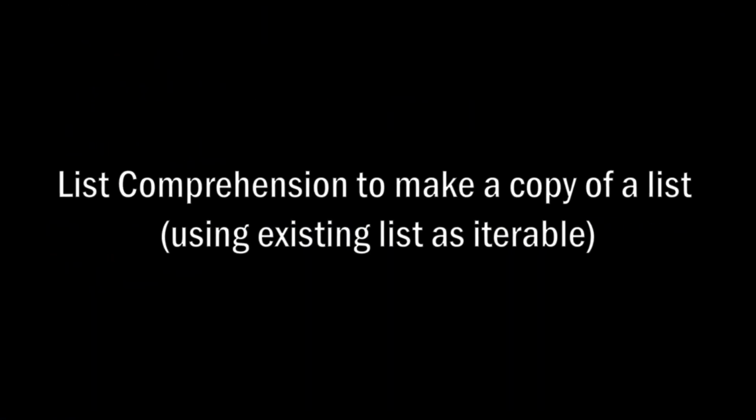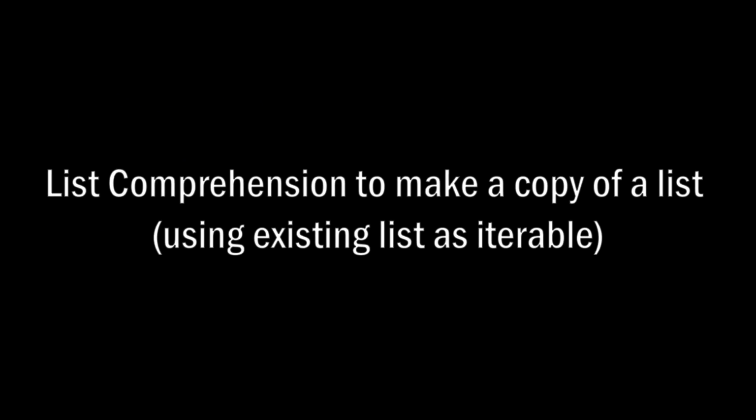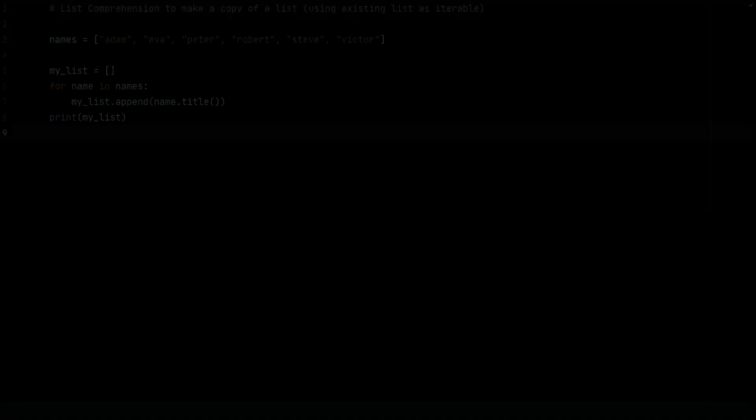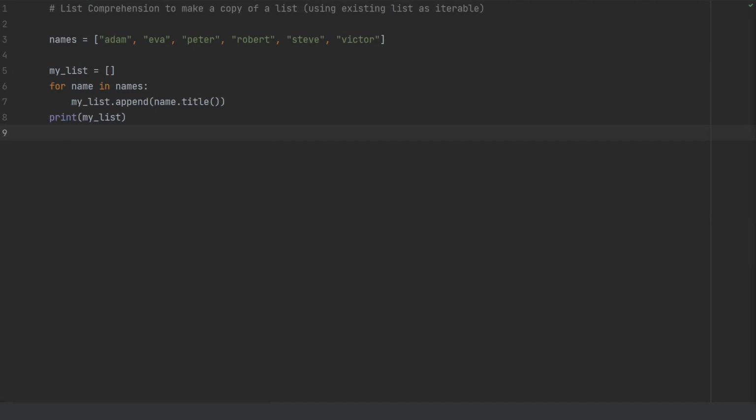The next example I would like to show is list comprehension to make a copy of a list. And for this, obviously, there is an existing list as iterable. So this is my existing list. And typically, like we showed earlier, we would start with an empty list. And inside a for loop, we would append each of the items from that list into the empty list.